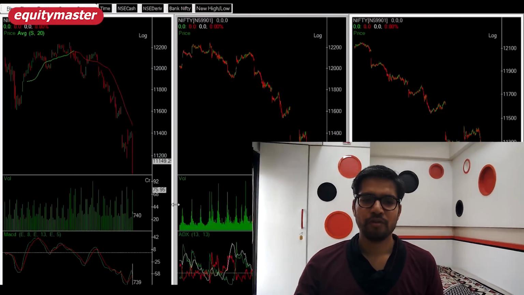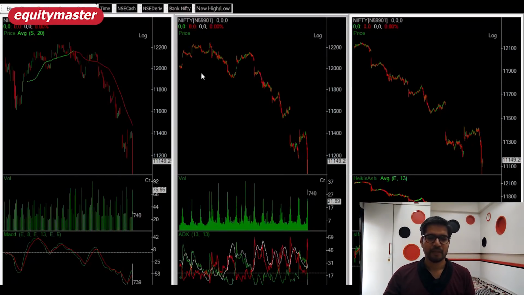So now you can see my screen. I have all the three time frames that I spoke about. Here in the first panel, this is the 75-minute chart. The second panel is the 15-minute chart of Nifty, and the third panel is the same chart of Nifty but on a 3 minute time frame.